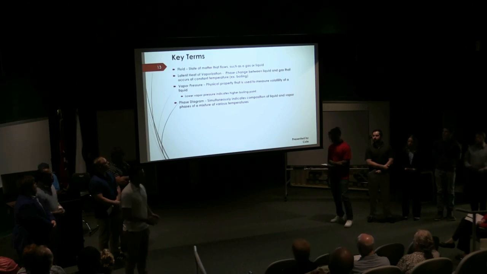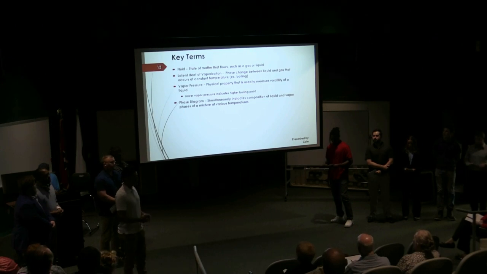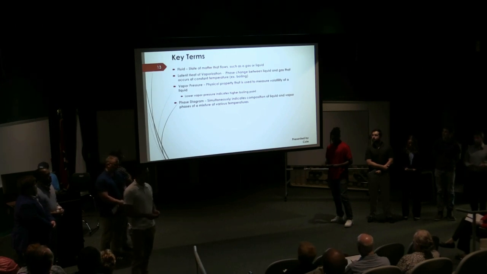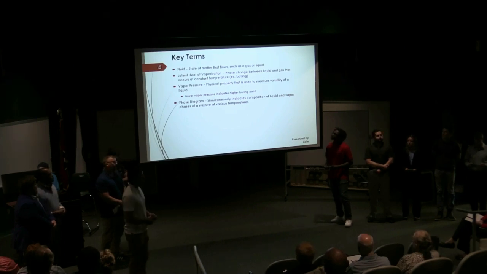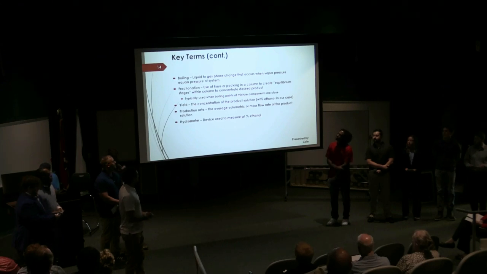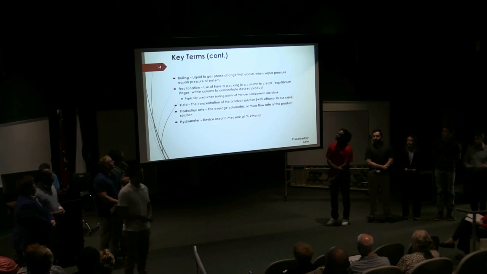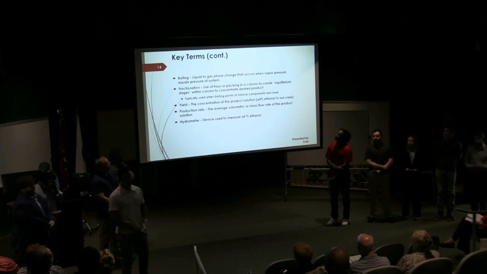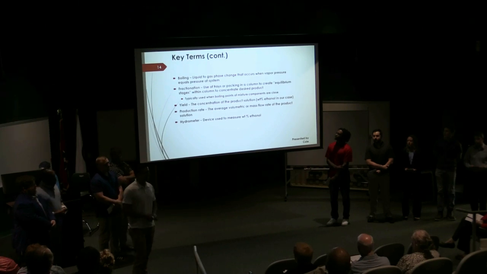So here are a few key terms to remember. We're going to be going into these in more detail later. Just keep an eye out for these. So we have fluid, latent heat of vaporization, vapor pressure, and phase diagram. Just some more key terms like boiling, fractionization, yield, production rate, and hydrometer. And like I said earlier, we're going to be going over these in more detail later.